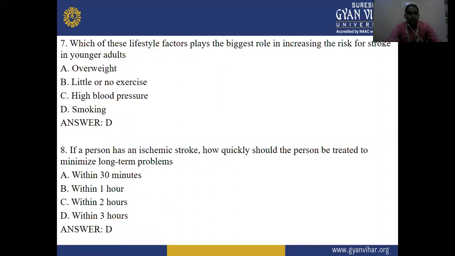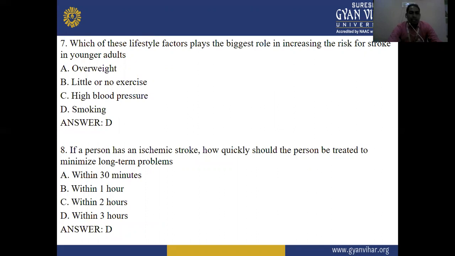Next question. Which of these lifestyle factors plays the biggest role in increasing the risk of stroke in younger adults? Option A is overweight. Option B is little or no exercise. Option C, high blood pressure. And option D is smoking. The right answer is D, smoking.